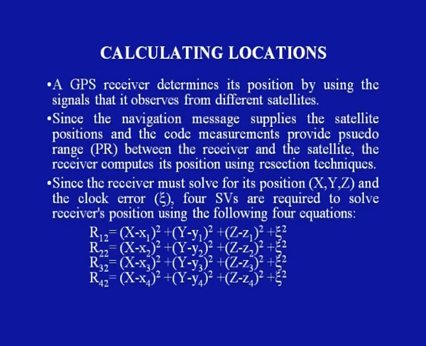That is, the distance R1, between satellite 1 and the receiver, is equal to (X minus x1) whole square plus (Y minus y1) whole square plus (Z minus z1) whole square plus xi square. So, this gives the square of the distance between the satellite and the receiver position. Similarly, the other distances R2, R3 and R4 can be computed on a similar basis as explained earlier.